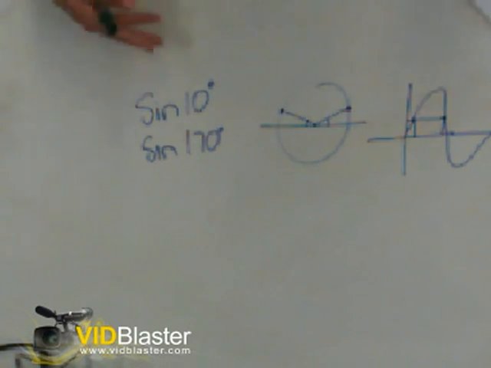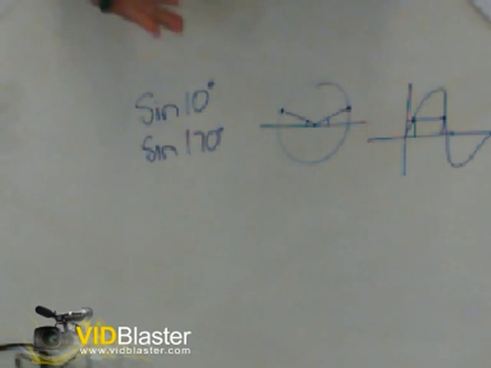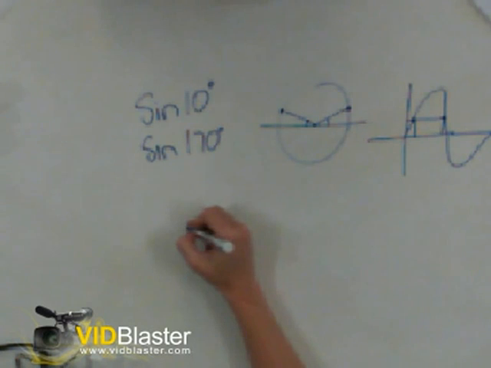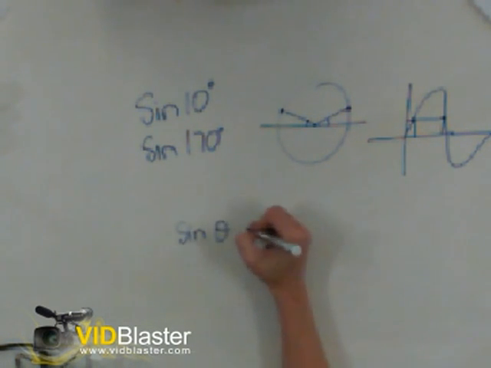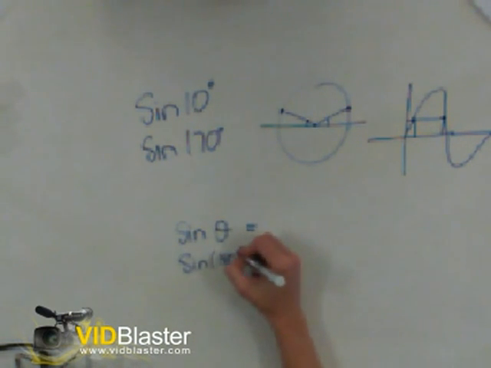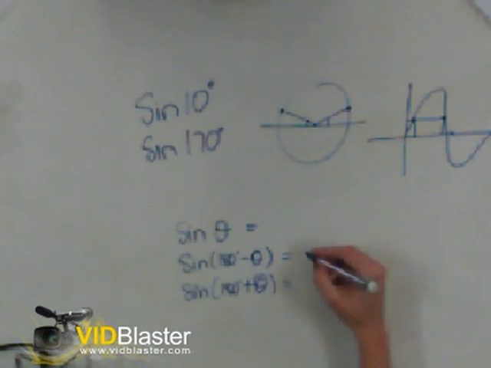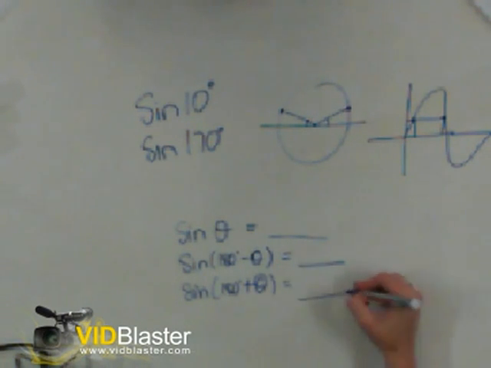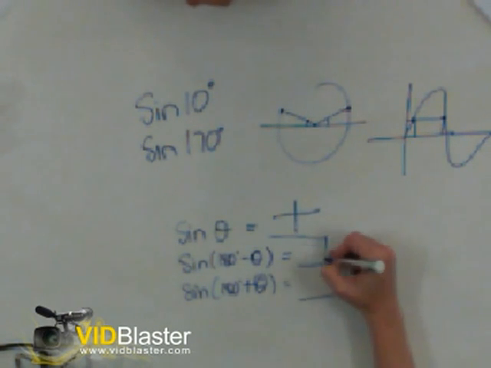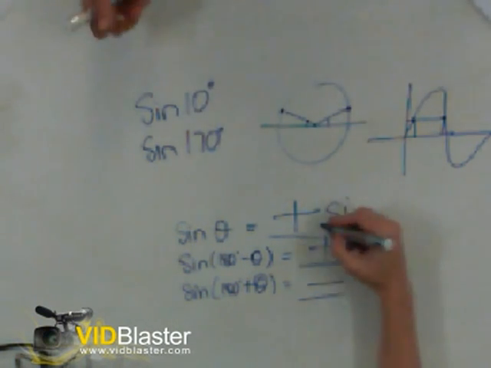What conclusions do you then draw as a class about this, or do you get them to write their own conclusions down? Well, usually there'll be a list at the end of the investigation that says sine of theta is equal to sine of 180 minus theta is equal to sine of 180 degrees plus theta is equal to. And then in this part over here, you'd want them to say it's positive, it's negative, and then it'll say positive what?